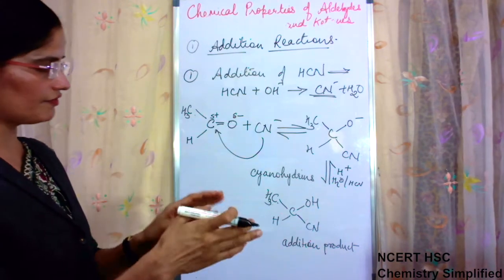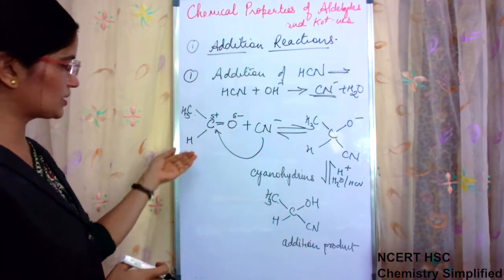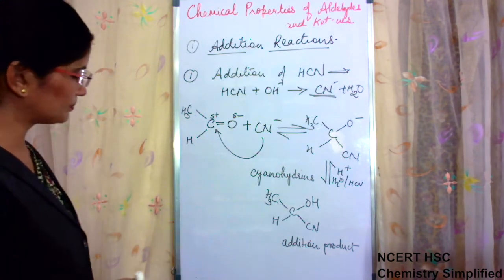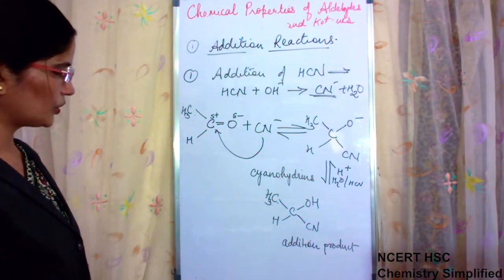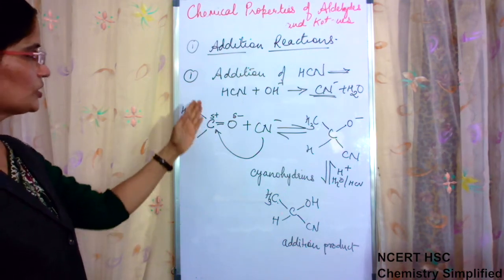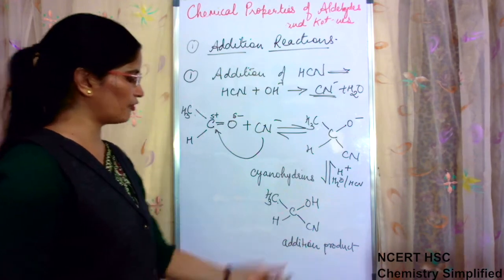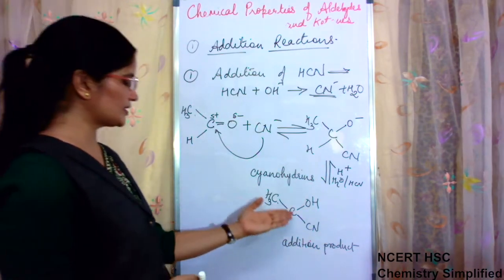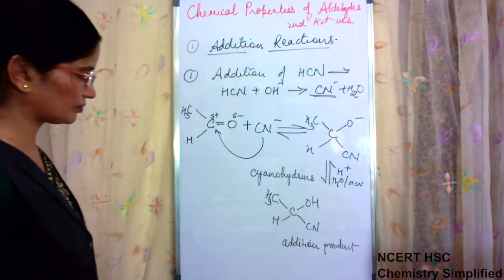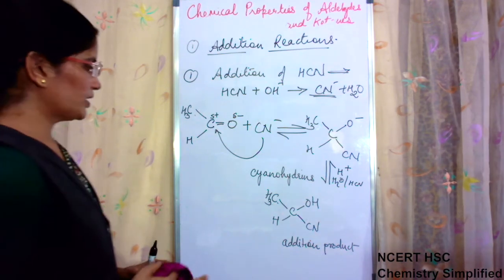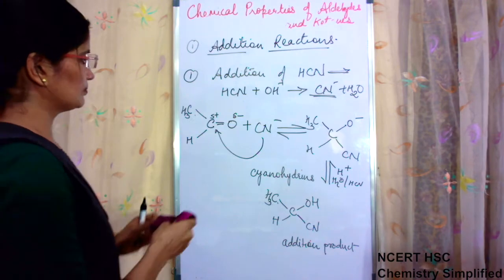We will add the suffix, and as it is, the name will be kept. Acetaldehyde cyanohydrin and so on, whatever will come further. Okay. So this is the first reaction, addition of HCN, addition product cyanohydrins are formed, and this is acetaldehyde cyanohydrin. Now we come to the next addition reaction.